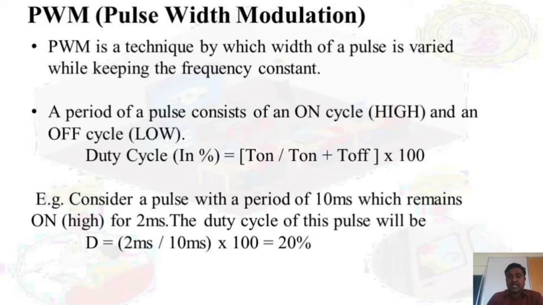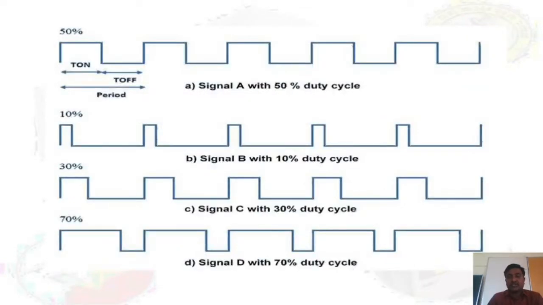The duty cycle can be calculated using this formula: duty cycle in percentage is equal to T on divided by T on plus T off, into 100. 100 is for percentage calculation. Say for example, consider a pulse of period 10 millisecond which remains on, that is high, for 2 millisecond. The duty cycle of the pulse will be D is equal to 2 divided by 10 into 100. This becomes 20%.